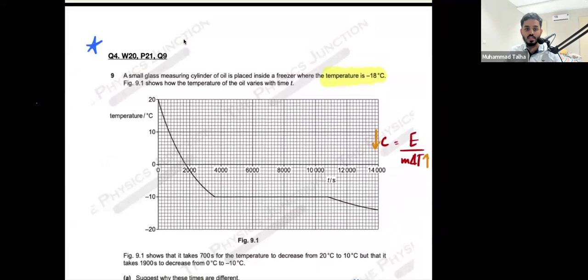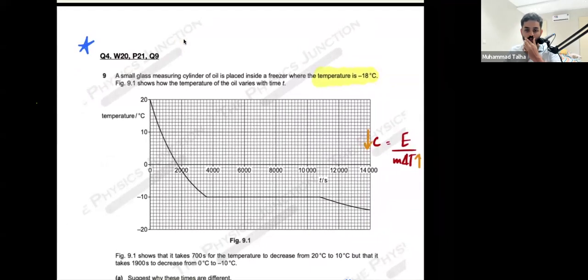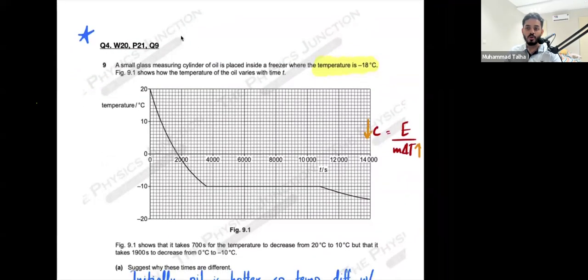So then there's this question, in my opinion, one of the hardest questions ever related to thermal properties. Yes, in my opinion. Thermal properties is a pretty major thing. Now it's nothing to be taken lightly. So this says a small glass measuring cylinder of oil is placed inside a freezer where the temperature is constantly negative 18. 9.1 shows how the temperature of oil varies with time.